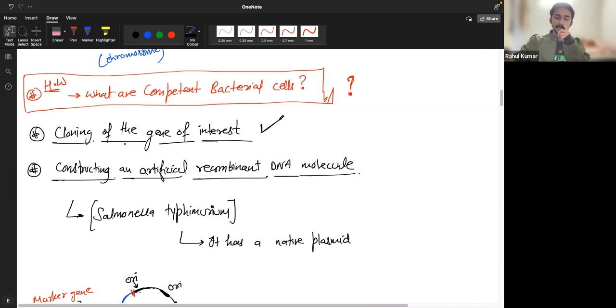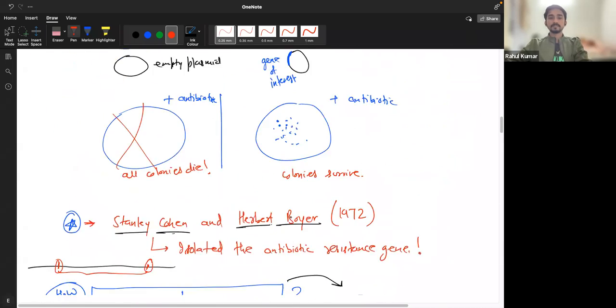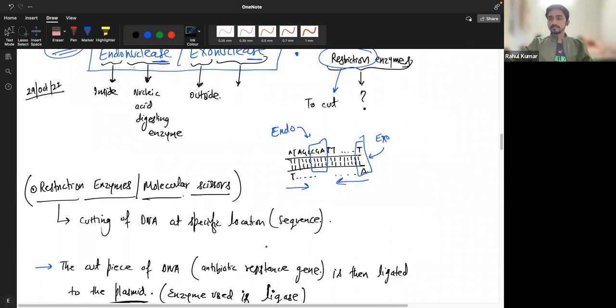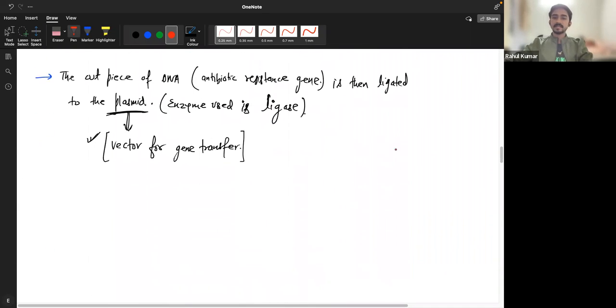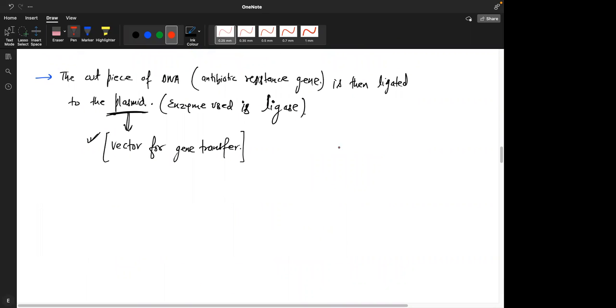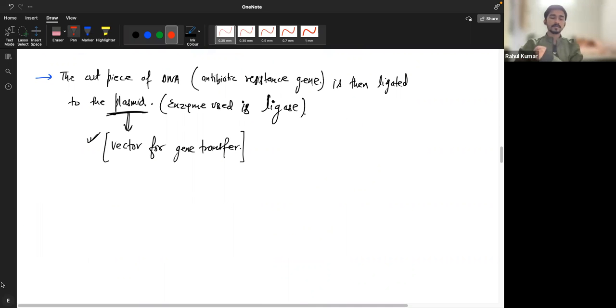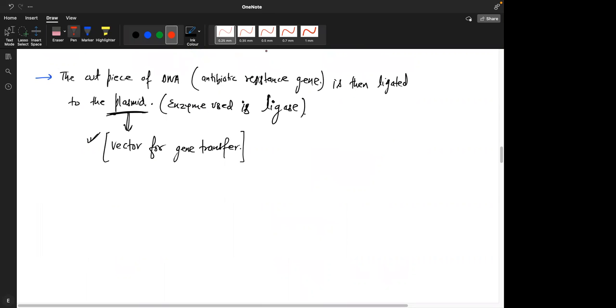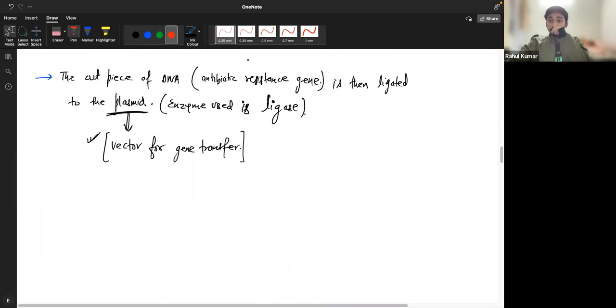Or you can do it using divalent cations. You know what is a cation? Cation is a positively charged atom. Anion is a negatively charged atom. You know these things or not, people? Yes, sir. And what do I mean by divalent cation? The valency has to be 2. So can you give me an example of a divalent cation, people?